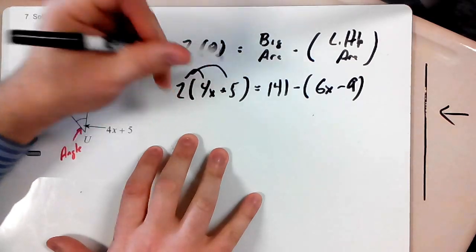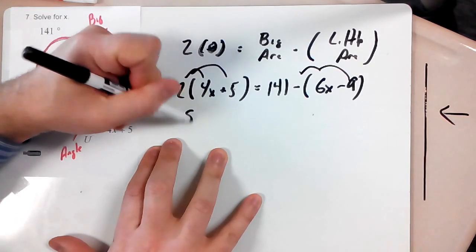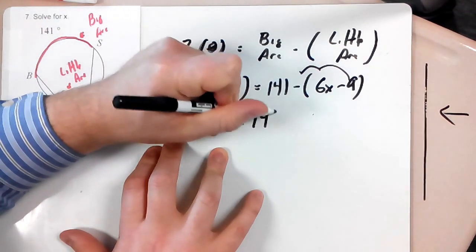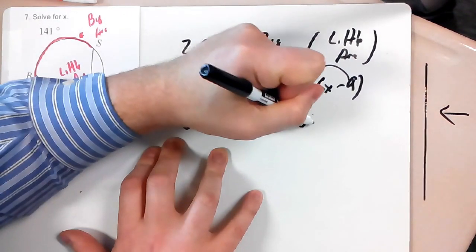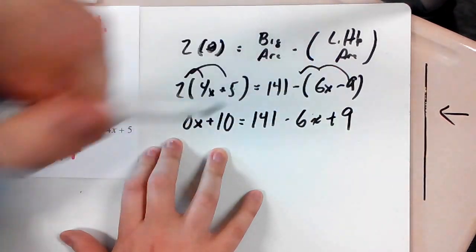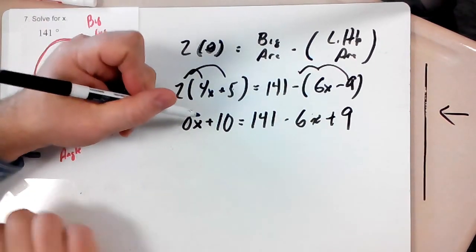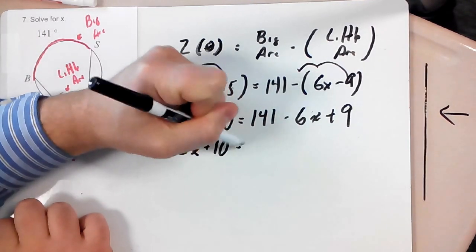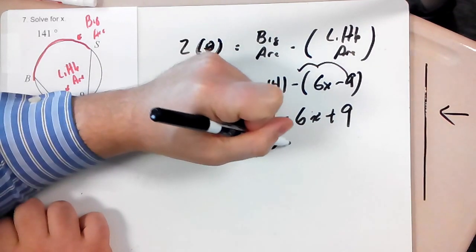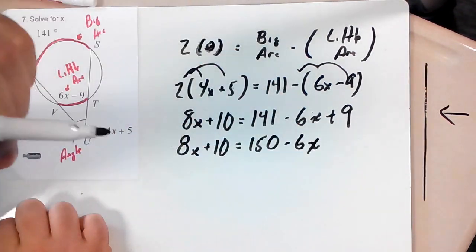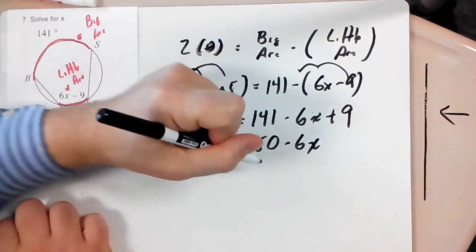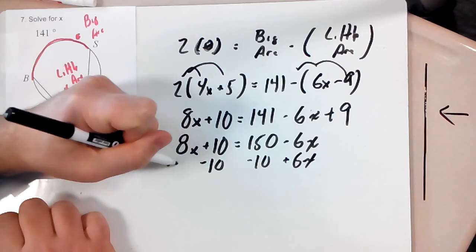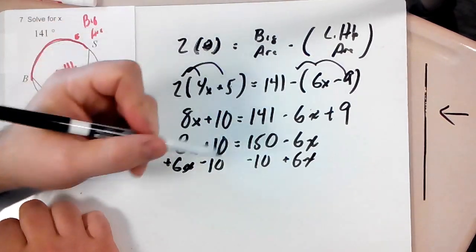I'm going to distribute the 2. I'm going to distribute the negative. I get 8x plus 10 equals 141 minus 6x plus 9. I'm going to combine these like terms. So I have 8x plus 10 equals 150 minus 6x. I'm going to subtract 10 here and add 6x here. This will make sure that I keep everything positive.